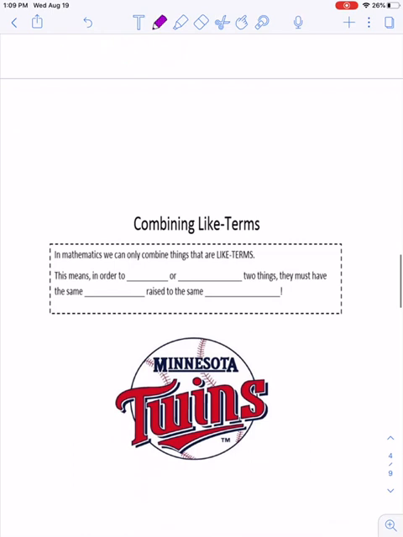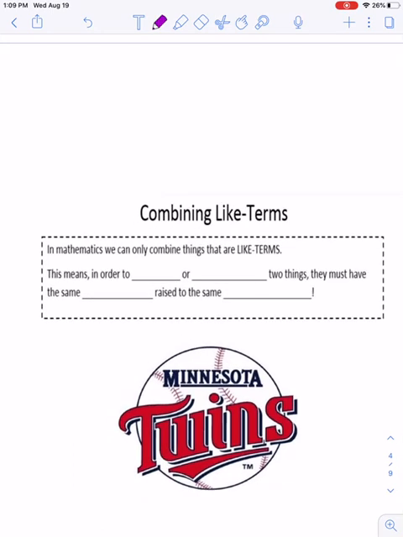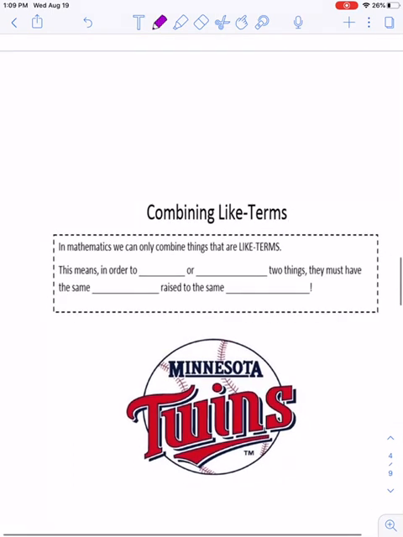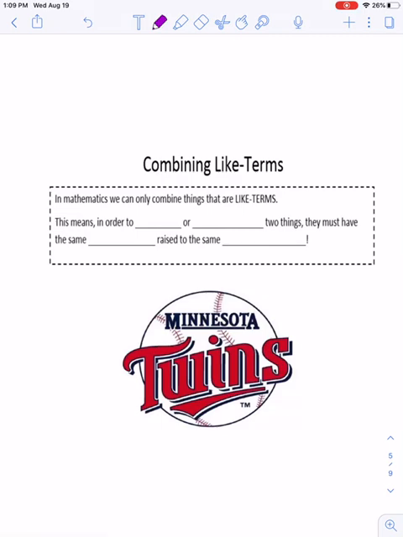So now that we have some terms defined here, we're going to talk about what it means to combine like terms. In math, we can only combine like terms. This means that in order to add or subtract two things, they must have the same variable raised to the same power.